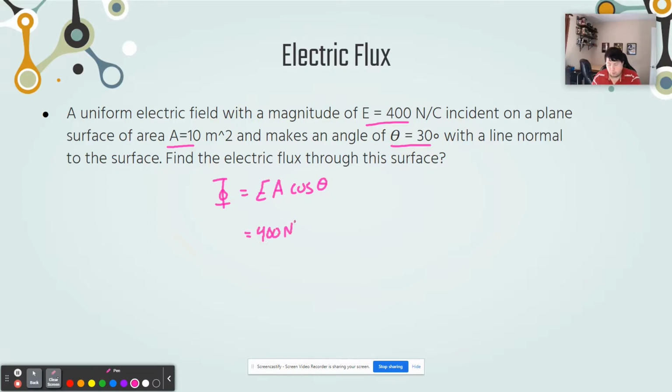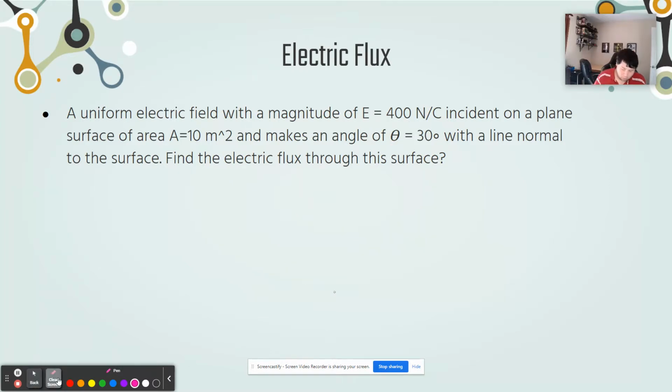400 newtons per coulomb is my electric field strength. A is 10 meters squared. And then it's the cosine of the angle, 30 degrees. So grab out your calculator, make sure you're in degree mode. 400 times 10 times the cosine of 30. And I get a flux of 3,464 newton meters squared per coulomb.